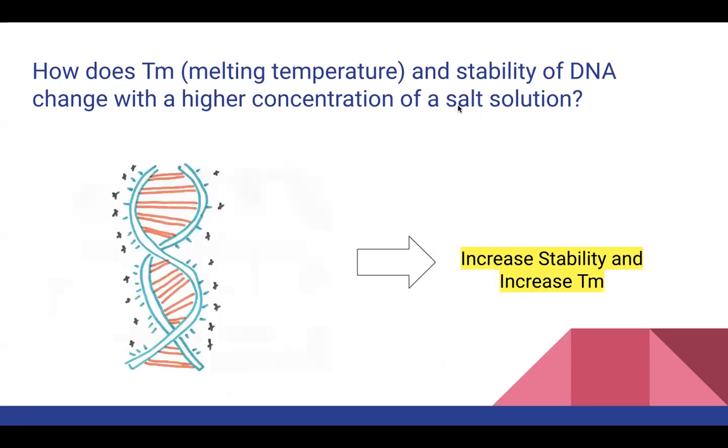Lastly, how would salt ions affect the melting temperature and structure of DNA? Well, since the phosphate groups are negatively charged, the addition of salt ions would neutralize them, increasing the integrity of the structure. In turn, this makes it harder to denature the DNA with limited heat, which then increases the melting temperature of DNA.